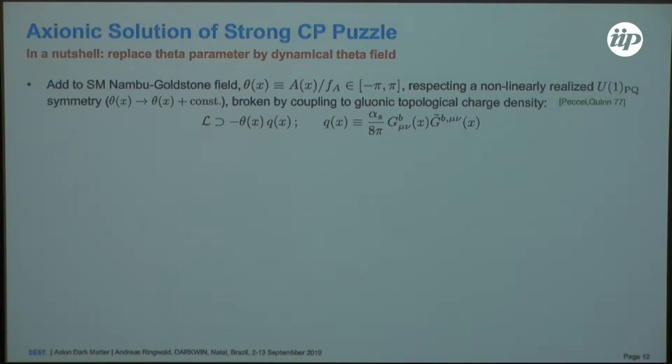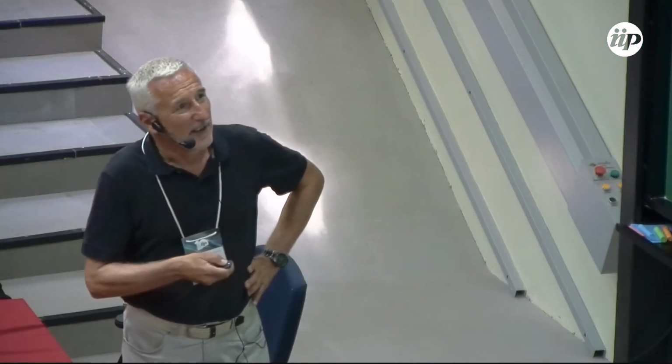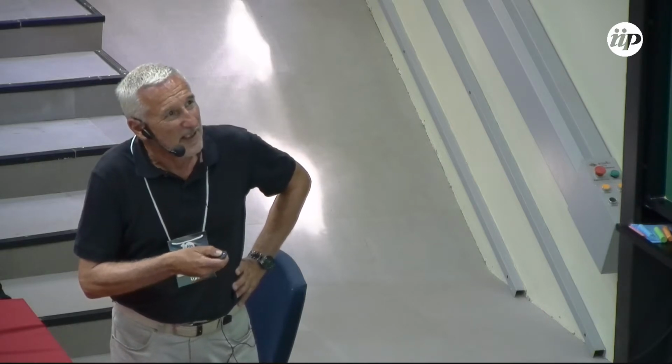But this symmetry should be broken only by the coupling to the gluonic topological charge density, so that this field should be linearly coupled to the topological charge density in QCD, to this chi dual density, and so in this sense act as a dynamical theta field.